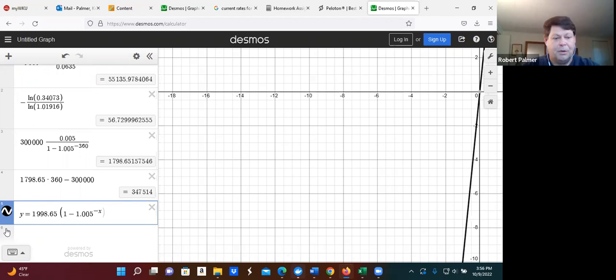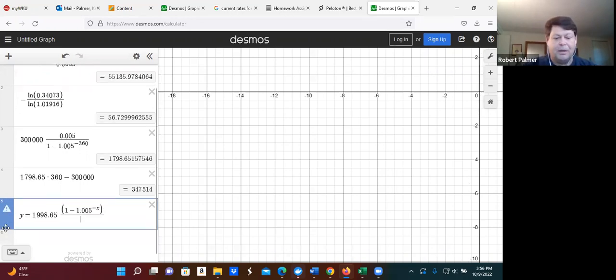In this case, x is the unknown. Okay, then divided by 0.005. Now that's not it yet. You still have to do this. So then minus 300,000. Okay.